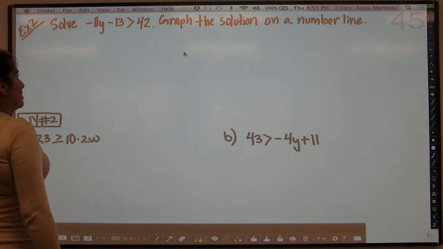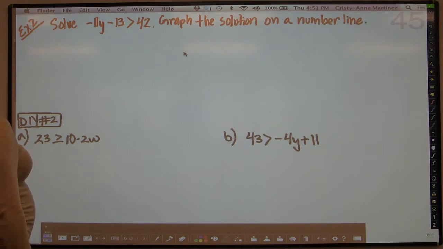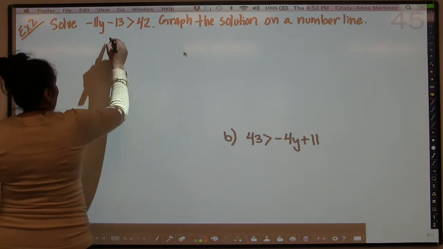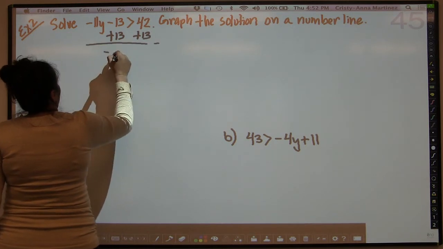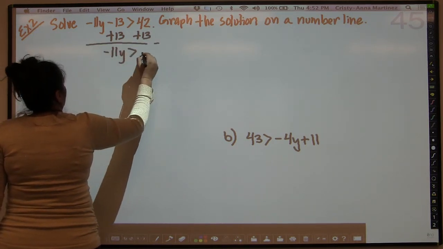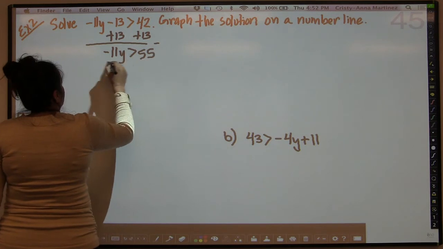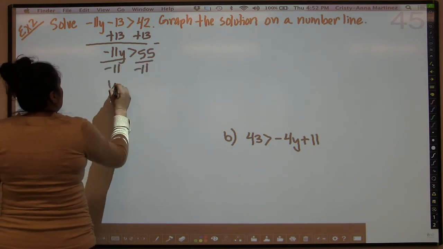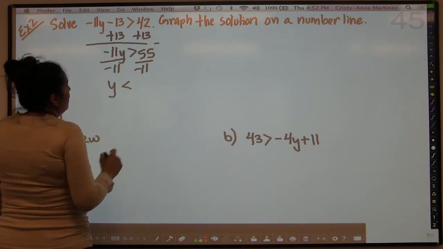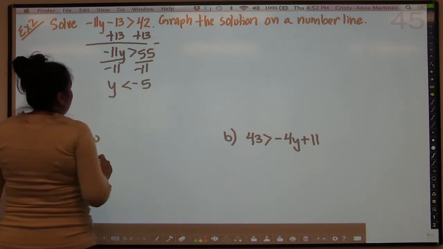Okay, so we want to solve and then graph the solution on a number line. So we're going to add 13 to both sides, get negative 11y is greater than 55, divide by negative 11. We learned in our previous lesson that when you divide by negative, you need to switch that symbol, so y is less than negative 5.